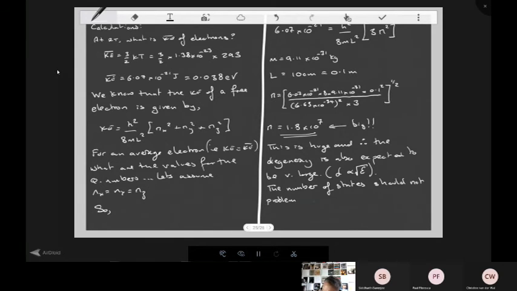The number of states should not produce significant problems for the electrons at the top of the energy spectrum.